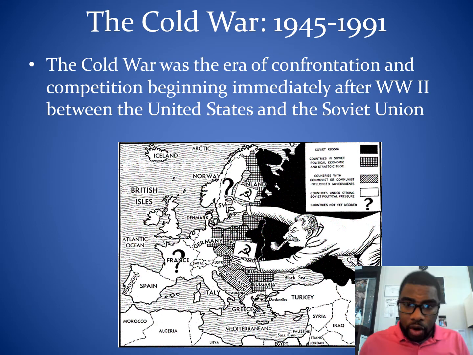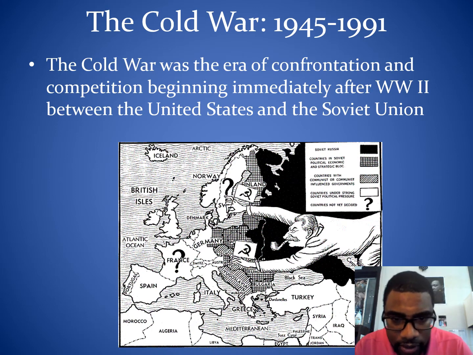All right, the Cold War, 1945 to 1991. The Cold War was the era of confrontation and competition beginning immediately after World War II between the United States and the Soviet Union. As you can see, that is Stalin, and he is reaching out toward Europe. He's grabbing on to Norway and Sweden and reaching toward Germany.